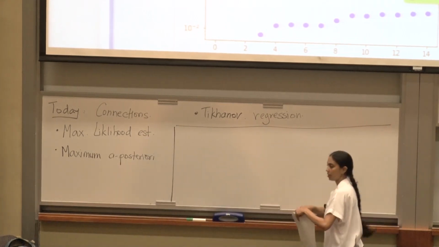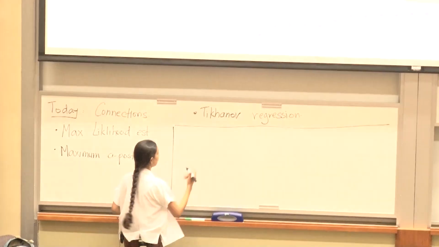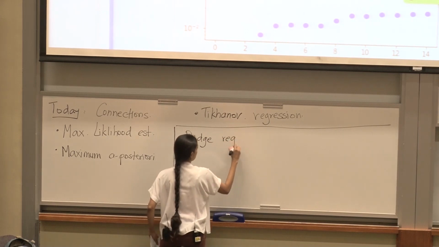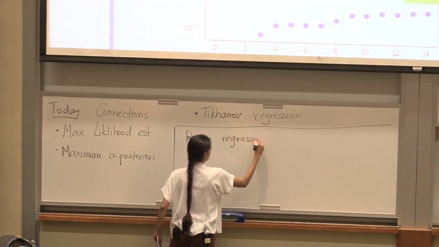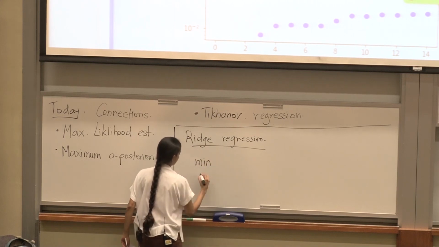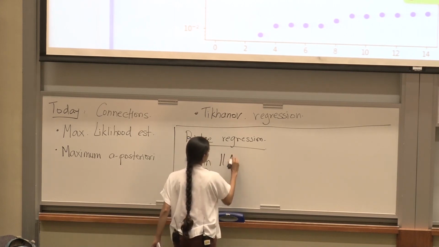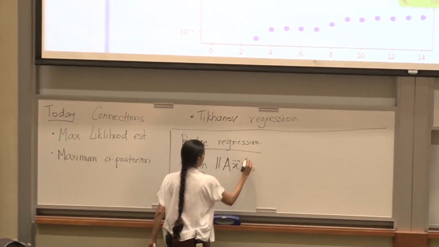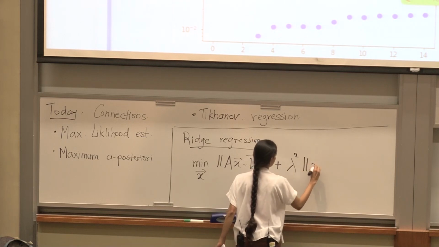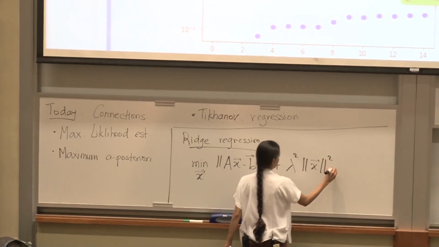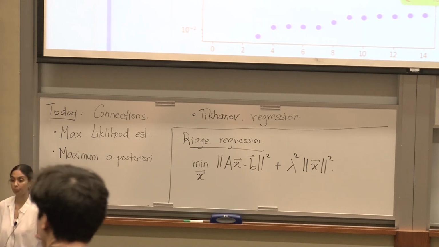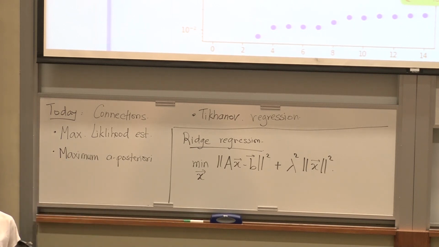So just as a 1-minute recap, last time we introduced the idea of ridge regression, where we thought about the following optimization problem: minimize over x, ||Ax - b||^2 + lambda^2 ||x||^2. And we saw multiple different interpretations of this same optimization problem.